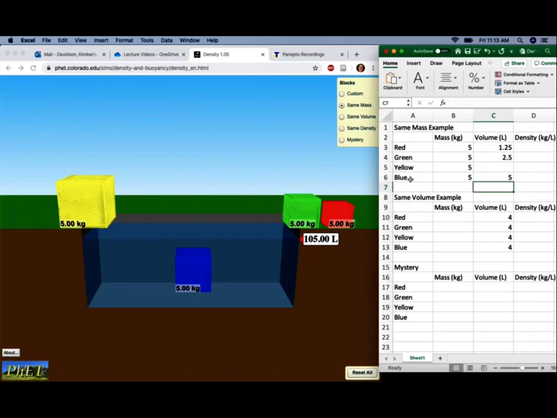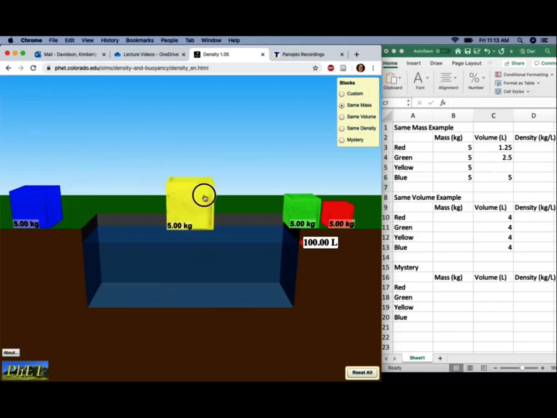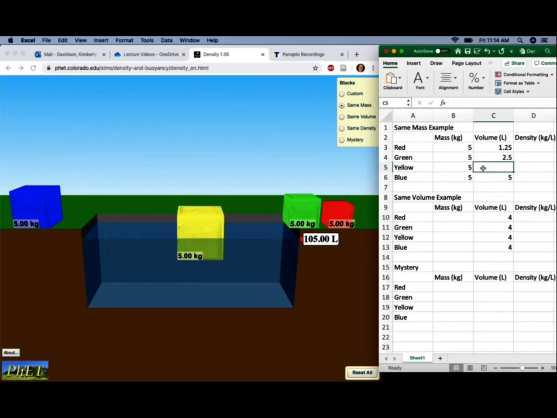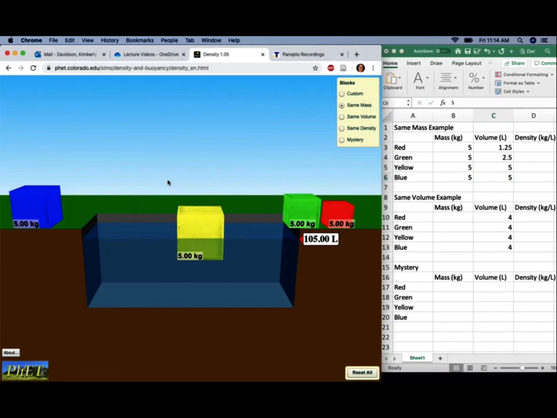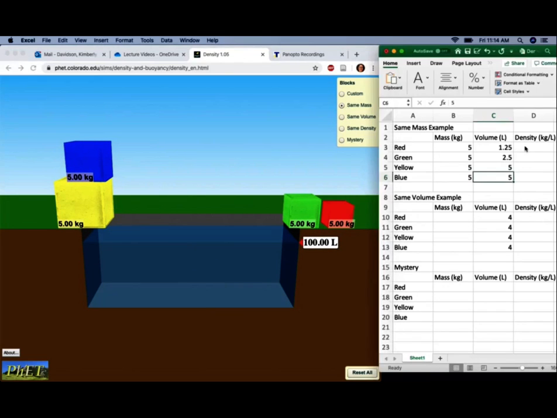Oh, looks like I put them out of order here. Now let's check the volume of the yellow cube. Oh, the volume of the yellow cube is also 5 liters. Interesting. The yellow cube looks bigger than the blue cube. Let's double check here. Yep, that's 5 liters. Okay, maybe looks are deceiving. Now let's calculate the density of each of these objects in kilograms per liter.